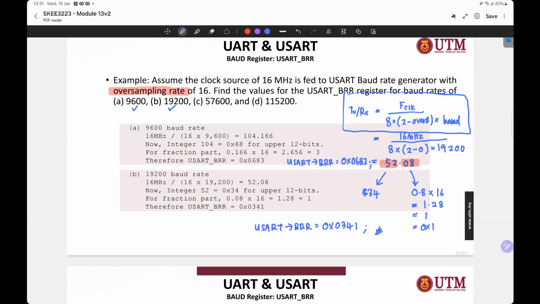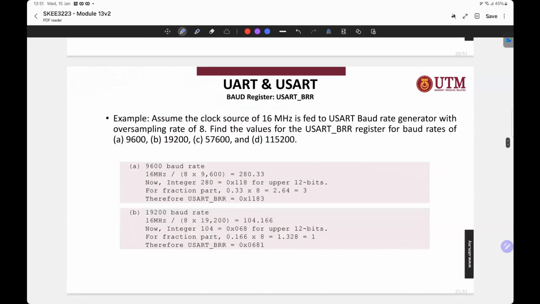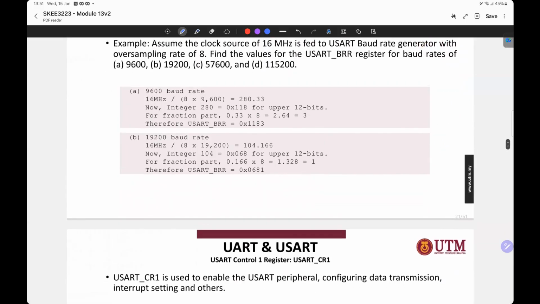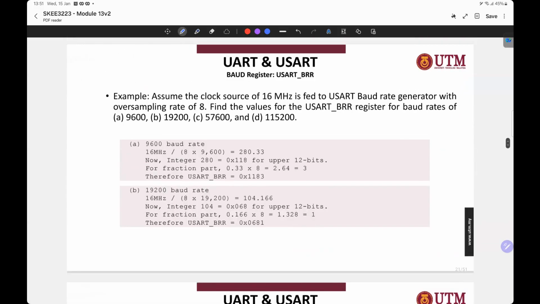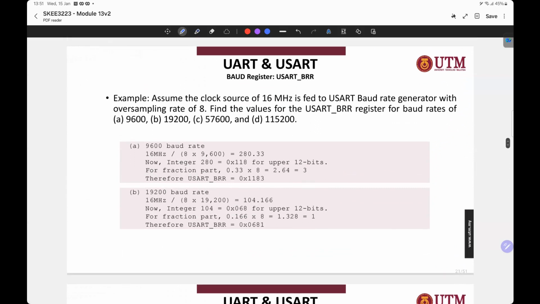Okay. So for 57,600 and 150,000, you calculate and get the value later. Okay, so next, moving on to the next slide. Maybe this is our last slide for today. And the rest we will continue in the next class.